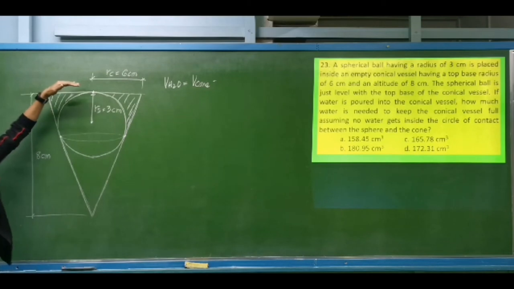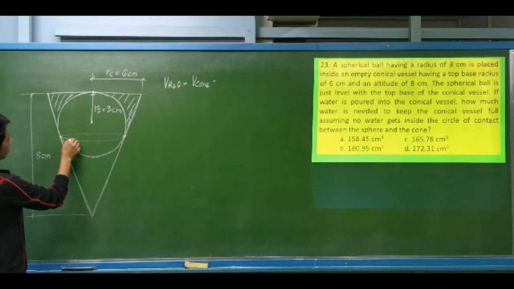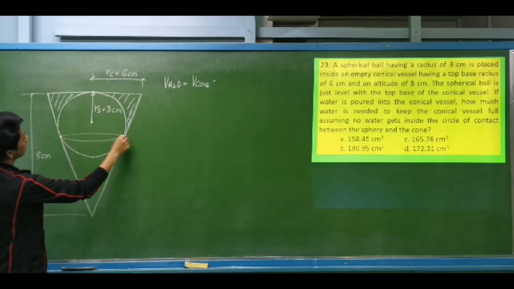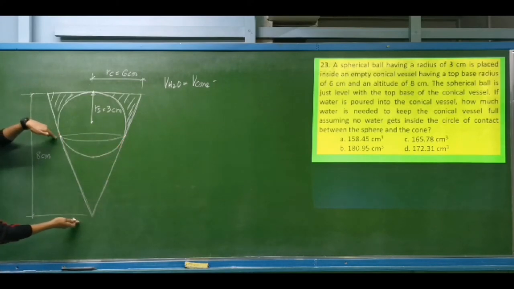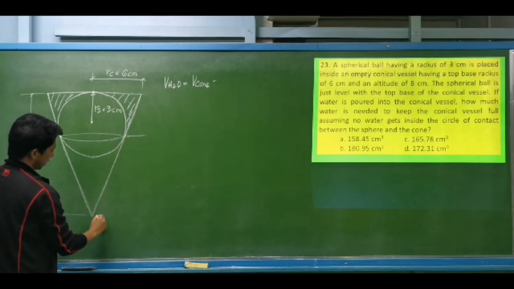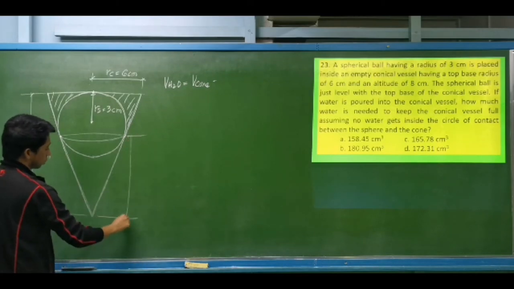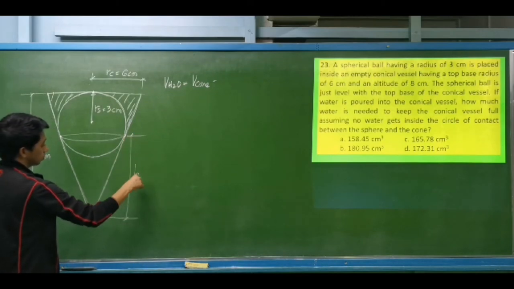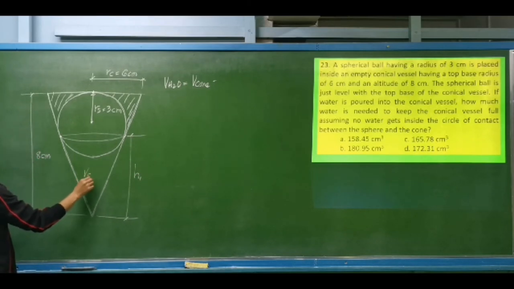Yung malaking cone, tatanggalan natin siya ng mga parts. For example, ito, yung circle of contact, di ba parang nakabuo tayo ng another cone dito? So this is, sabihin na lang natin, yung height ng small cone. So sabihin ko, h sub 1. Ito yung volume ng small cone.